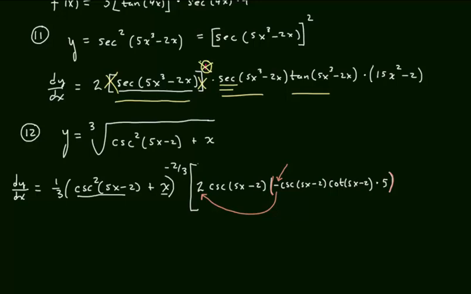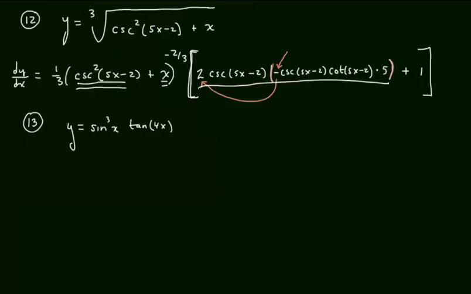I'm still inside this bracket though. This portion here completed the derivative of this, but I can't forget that I have to do the derivative of this, and that derivative is 1, and then I close off my bracket. Or of course that could have been a parenthesis. I'm going to have you try 13 on your own too. Y equals sine cubed x times tangent 4x. Press pause now.